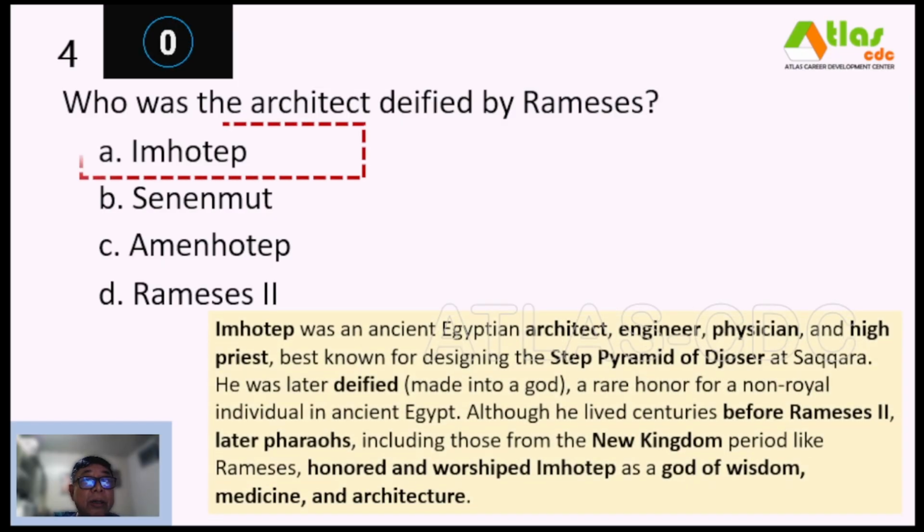And our correct answer is Imhotep. So Imhotep was an ancient Egyptian architect, engineer, physician, and high priest, best known for designing the step pyramid of Djoser at Saqqara. He was later deified or made into a god, a rare honor for a non-royal individual in ancient Egypt. Although he lived centuries before Ramesses II, later pharaohs, including those from the New Kingdom period, like Ramesses, honored and worshipped Imhotep as a god of wisdom, medicine, and architecture.